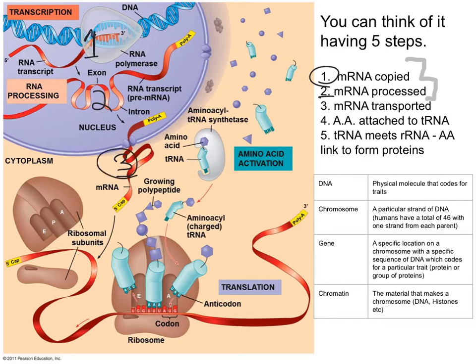This is 3 moving out. This would be 4. This is when amino acid, oh, sorry, excuse me, that is not 4. Let's erase that. Here's 4. These are amino acids being attached to the tRNA.